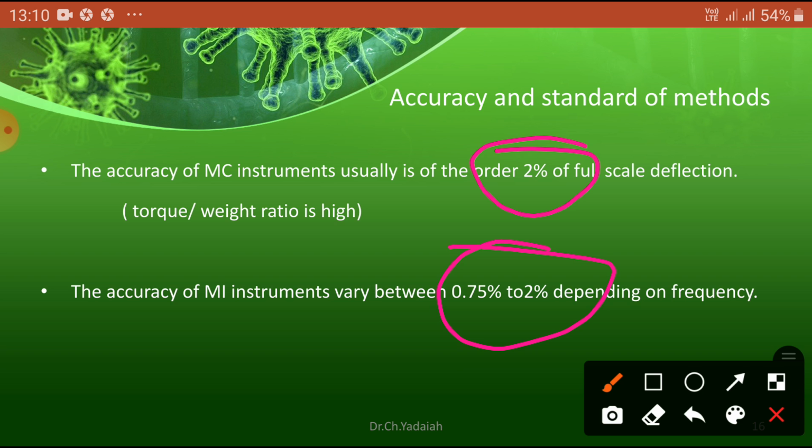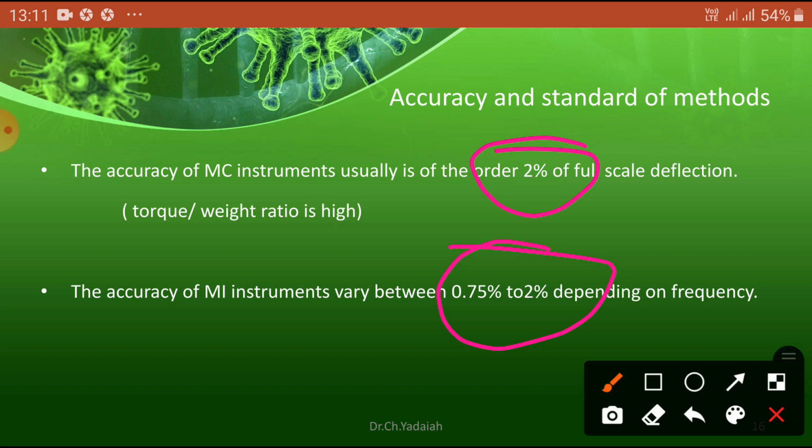Why? Because the torque to weight ratio is very high in the case of the moving coil instruments, because the coil is placed in an aluminum frame. The aluminum frame has weight, on which the copper winding is wound. There are also pivots and springs, some counterweights, and all these things add weight to the instrument. But in the case of the moving iron instruments, it ranges from 0.75 to 2% depending on the frequency.